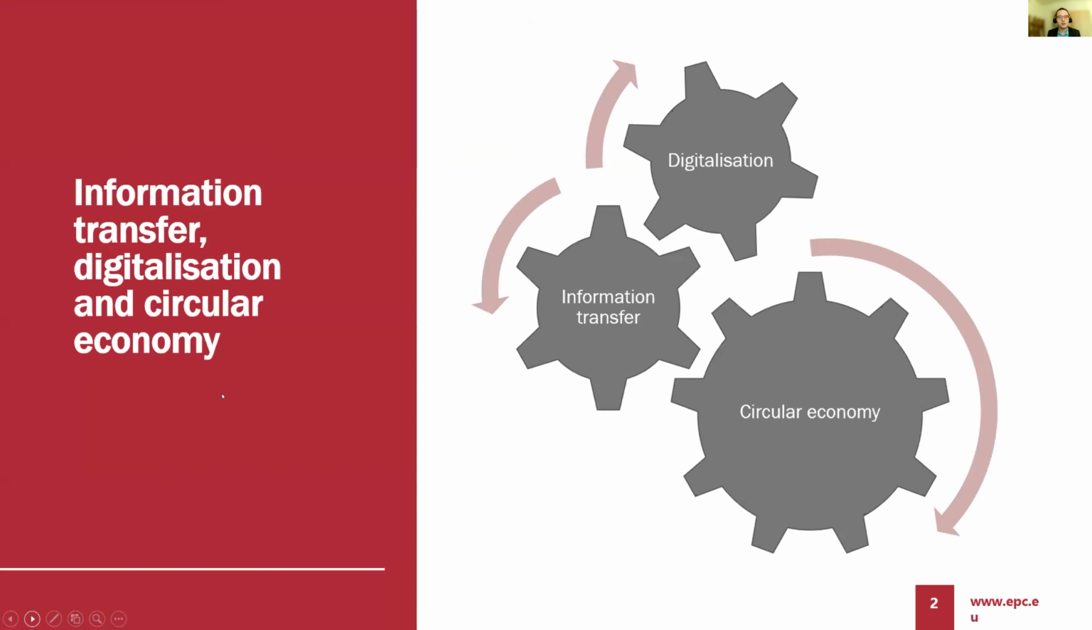And so basically this is how we envisage it. Information transfer is crucial to achieve circular economy because of the nature of the transition. Everything is interconnected. You need to connect different stakeholders, different stages of the value chain, and digital tools can make information transfer more efficient.